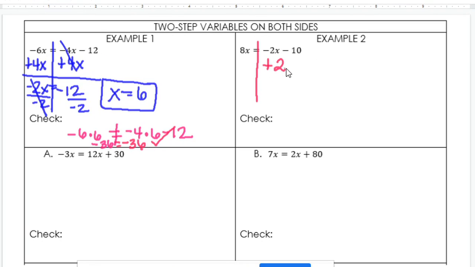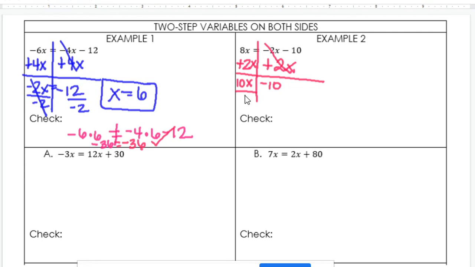So we're going to do the inverse of minus 2x, which would be plus 2x. And what you do to one side, you have to do to the other. So minus 2x and plus 2x cancel, and I'm left with negative 10 on this side. Over here, 8x and 2x makes 10x.